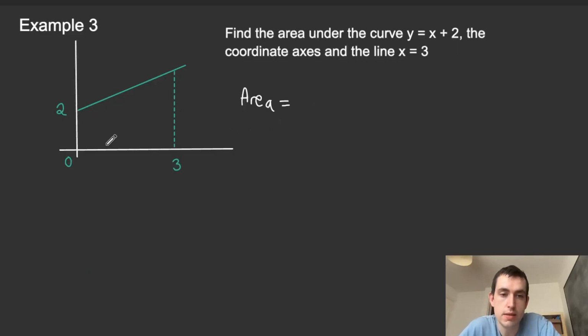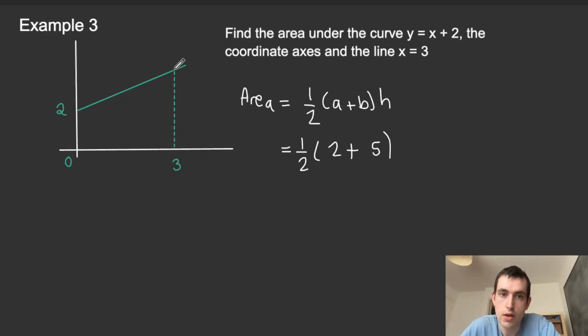So the area of the trapezium is going to be using the formula half a plus b h. A and B are going to be the height here and here, so that's going to be 2 plus this height is going to be 5, because when x is 3, 3 plus 2 is 5. That's the value of y over there. And then the height of this trapezium will be 3, even though it's on its side. So this will give 7 times 3, 21 over 2. Okay, that's what we could have done normally. That's what we could have done at GCSE level.